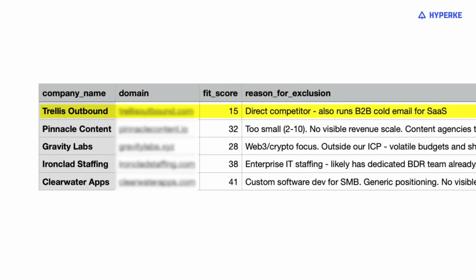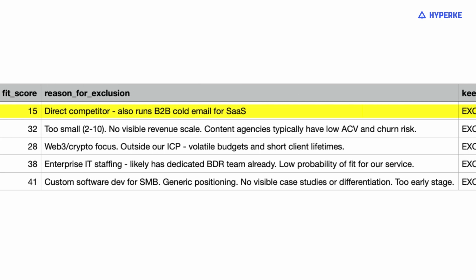Then here's another file with all the exclusions, right? This one, Trellis Outbound, this company has been scored 15. And the reason for that is because they are a direct competitor. Now, Claude Code was able to capture this information. Like it understood that this company was a direct competitor just because we gave it our offer and ICP, right? So these are the kinds of things that often slip through even when you're manually reviewing a list.